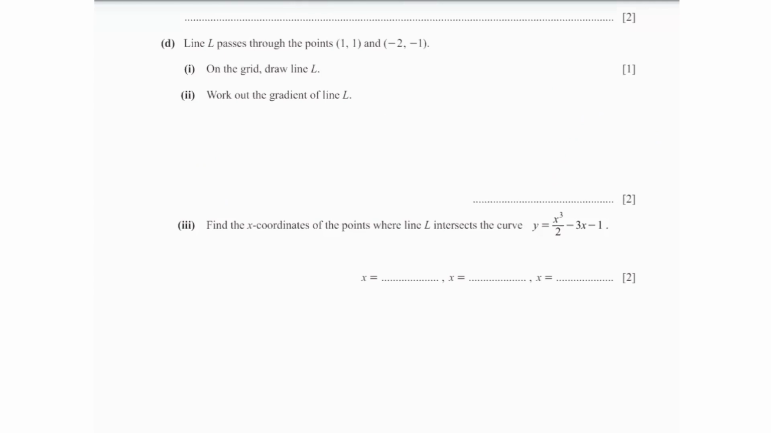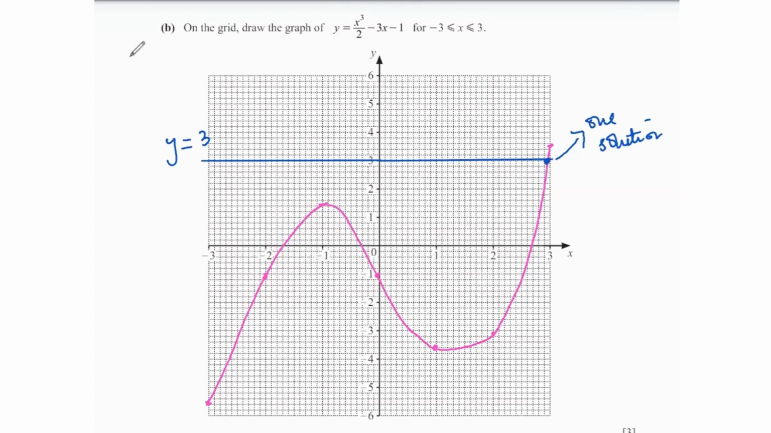The next part says that line L passes through the points (1, 1) and (-2, -1). On the grid, draw the line and then work out the gradient of the line. Points are (1, 1) and (-2, -1). So (-2, -1) comes over here, and (1, 1) comes over here. This is the line.